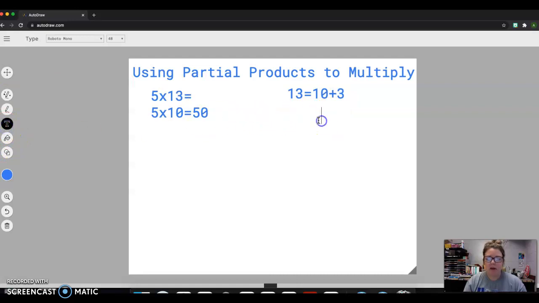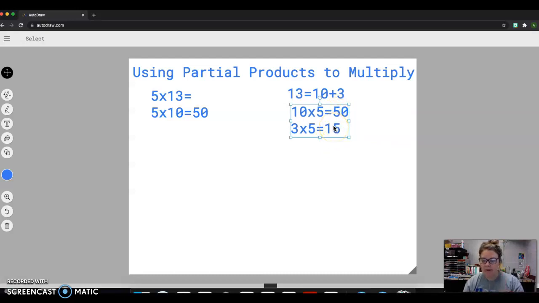Okay, so we will say 10 times 5, and we know that equals 50, and then we can do 3 times 5, and we know that equals 15. Now this is not where we stop. These are just your partial products.